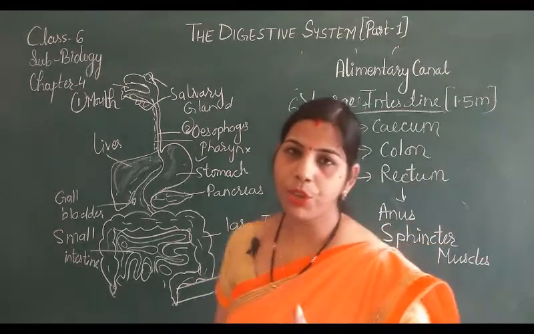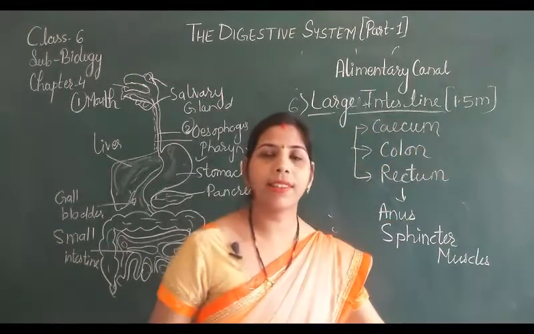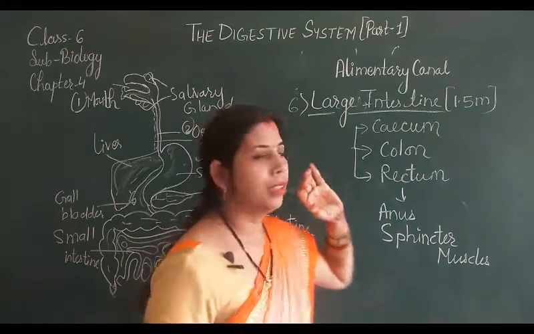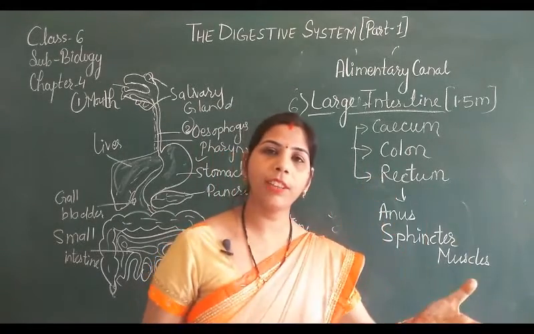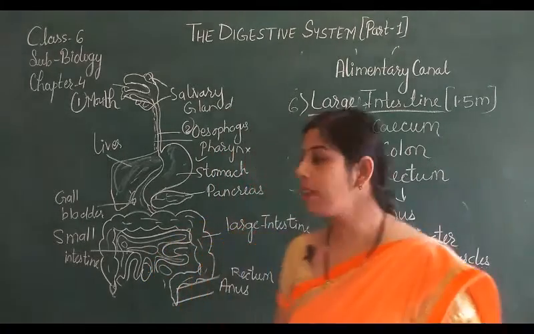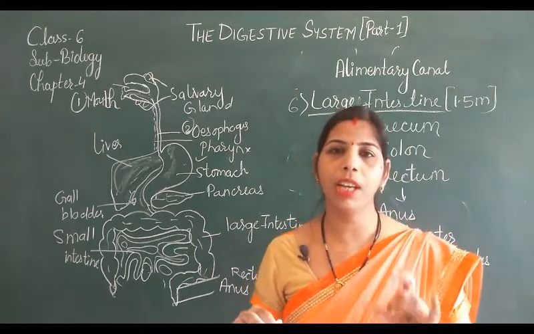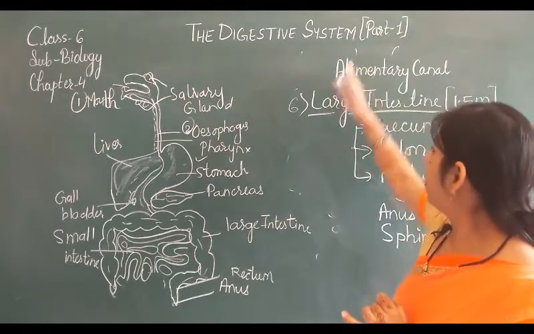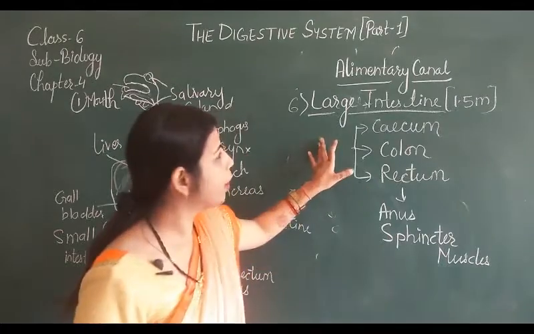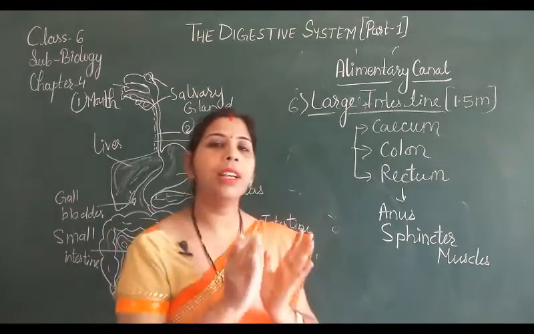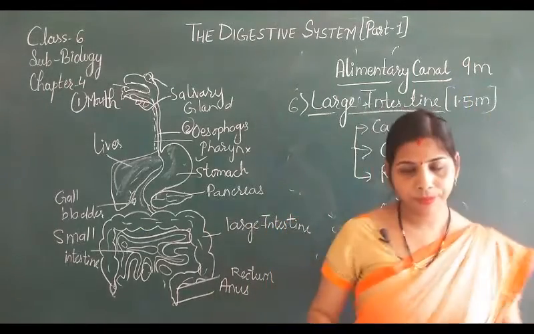Now, one question I hope you are thinking: if the length of the large intestine is less and the length of the small intestine is more as compared to the large, why is one known as small and the other as large? Because the name is given according to their width, उनकी चौड़ाई के अकॉर्डिंग दिया गया है. Now the complete length of the alimentary canal is 9 meter.